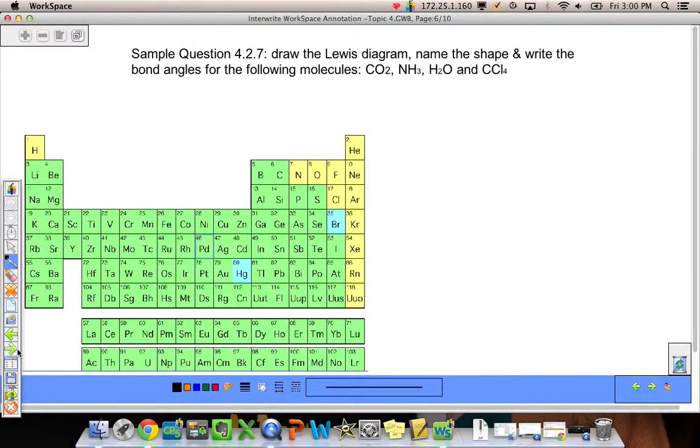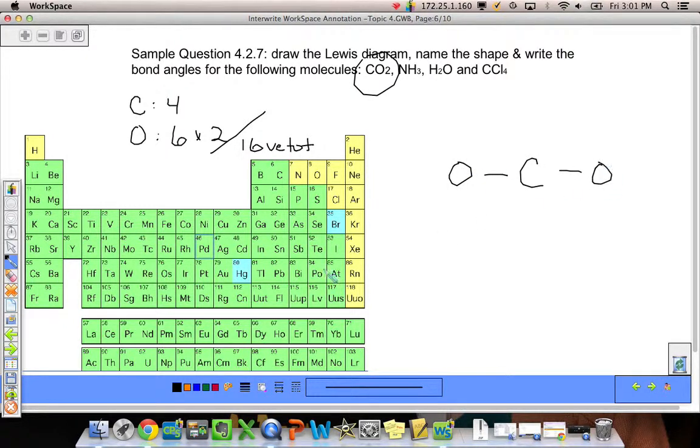4.2.7, draw the Lewis diagram, name the shape, and write the bond angle for the following molecules. We're going to do CO2 first. It's the same setup that I did before. Carbon has 4 valence electrons. Oxygen each have 6. There are 2 of them. So I have 12, 13, 14, 15, 16 total. So that's going to be part of my check. The one that needs the most to be complete is carbon, so I put it in the middle. And I start out by doing single bonds with the oxygen.